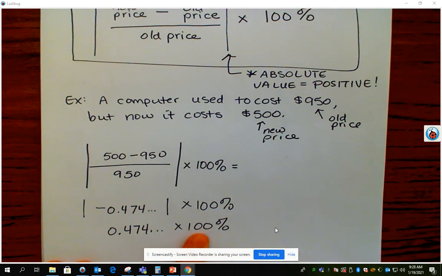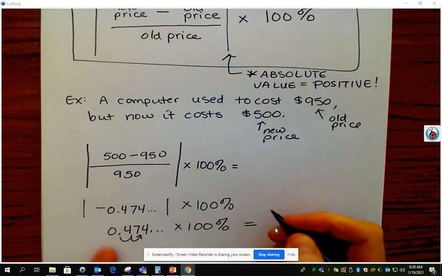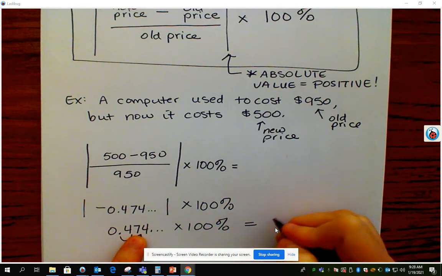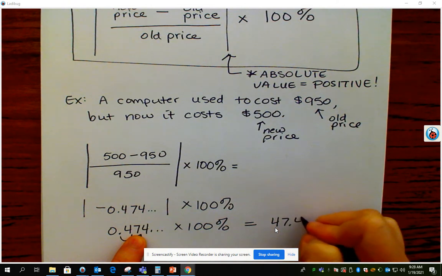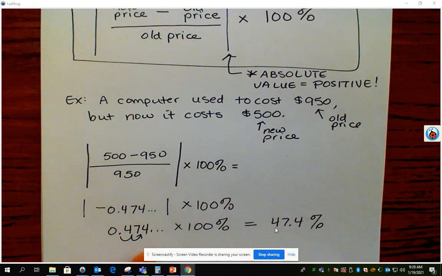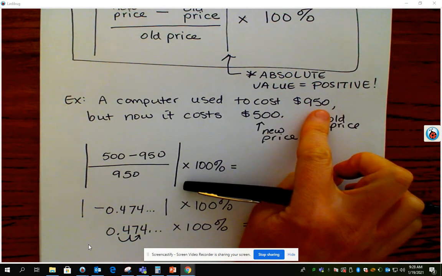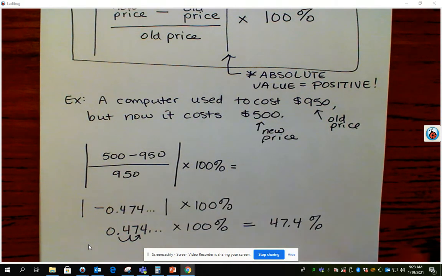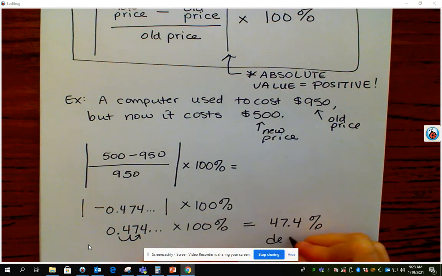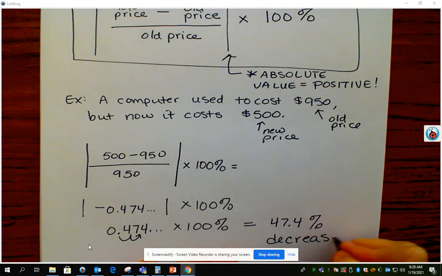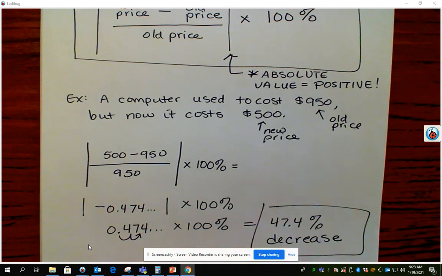Remember, when I multiply anything by 100, I'm going to take that decimal and move it 2 places to the right. So my final answer will be 47.4%. And the last thing I need to do is say whether it's an increase or a decrease. So because it started at a higher cost and it went down, it's going to be a percent decrease because the price got lower over time. All right, let's try another one.